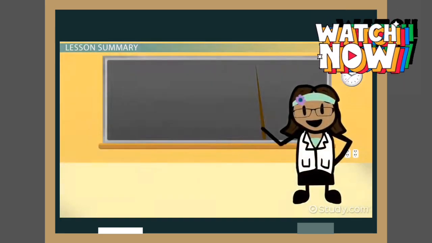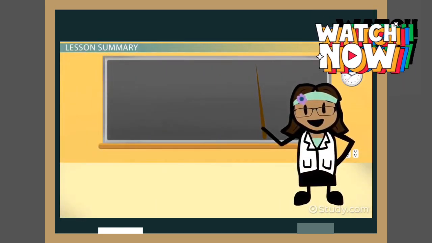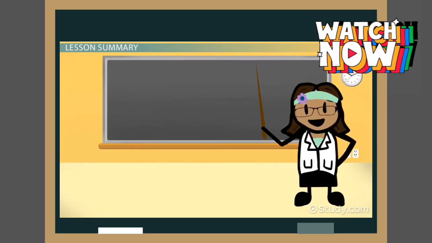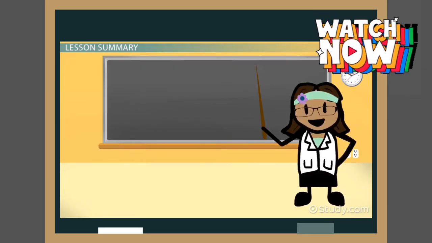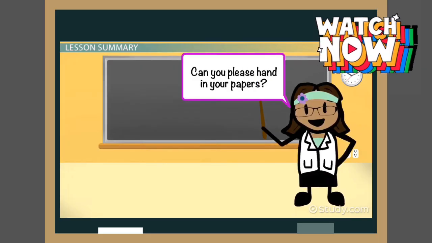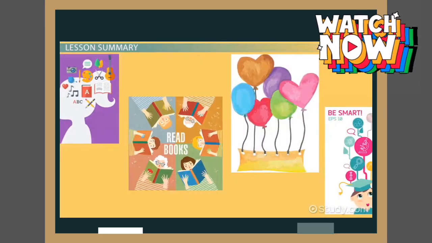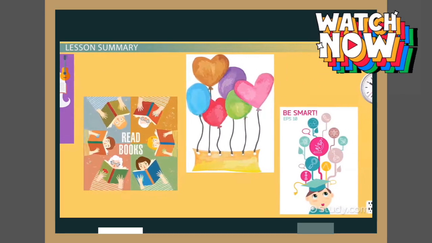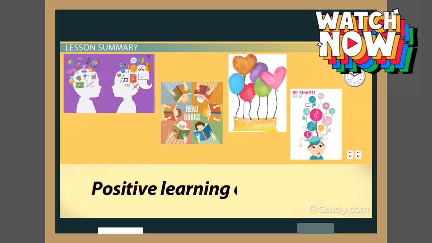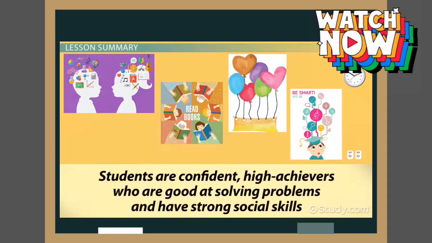Teachers like Ms. Martin make sure she creates a calm, bright, and organized place to learn. She models kind behavior and has clear and consistent discipline. When she teaches, she uses a variety of styles to make sure all of her students learn. Because she works hard to create a positive learning environment in her classroom, her students are confident, high achievers who are good at solving problems and have strong social skills.